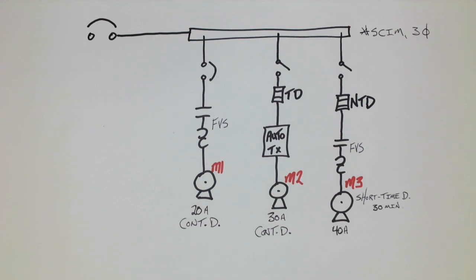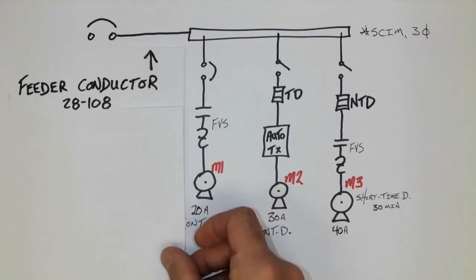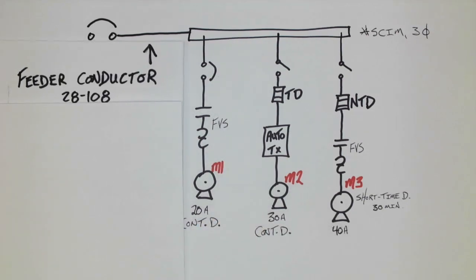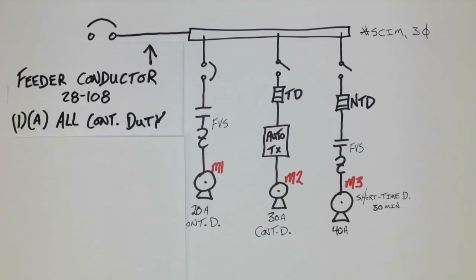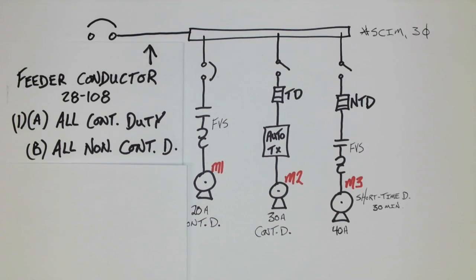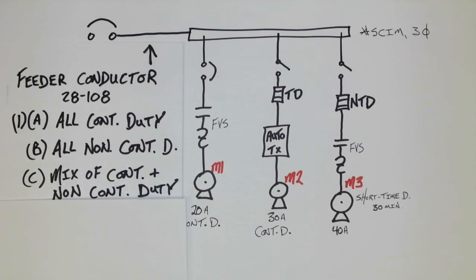What about the feeder conductor? Well, the feeder conductor is located right here. And the feeder conductor under 28108 actually has a few different options based on what type of motors are placed into the circuit. If we look at subrule 1 item A, it's if all the motors are continuous duty. It gives us a process to go through in order to calculate the size of this conductor. But what if the motors are all non-continuous duty? Well, that would be subrule B. What if it's a mix of continuous and non-continuous duty? Well, subrule C would be used.